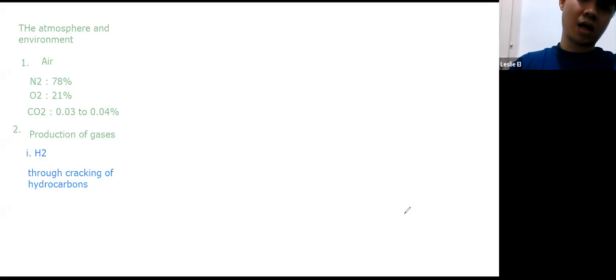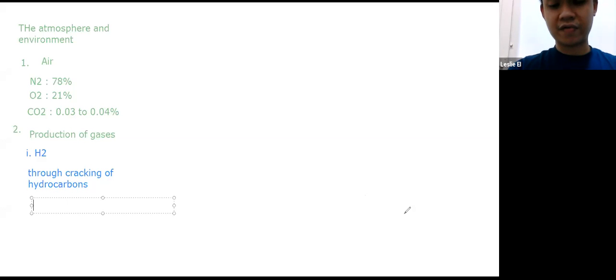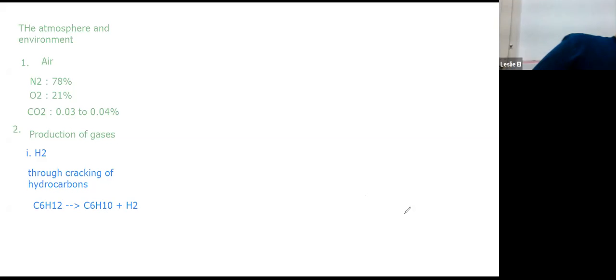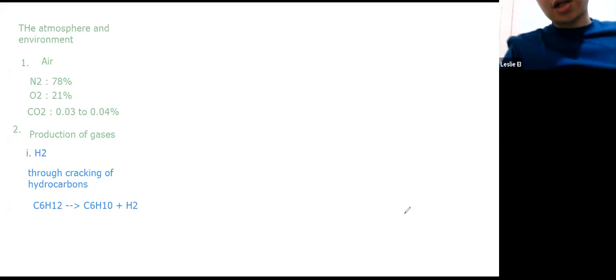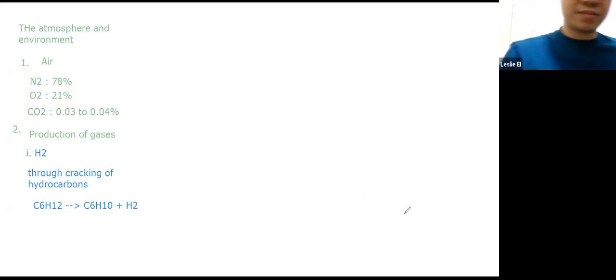Cracking of hydrocarbons: hydro means hydrogen, carbons is carbon. So when I say hydrocarbons, this means it's a compound made up of carbon and hydrogen only. Crack means you make it become shorter. So let's say I have C6H12, I make it become C6H10. That is what we call cracking. So cracking means you make it become shorter. Okay, so that's one way to get hydrogen gas.